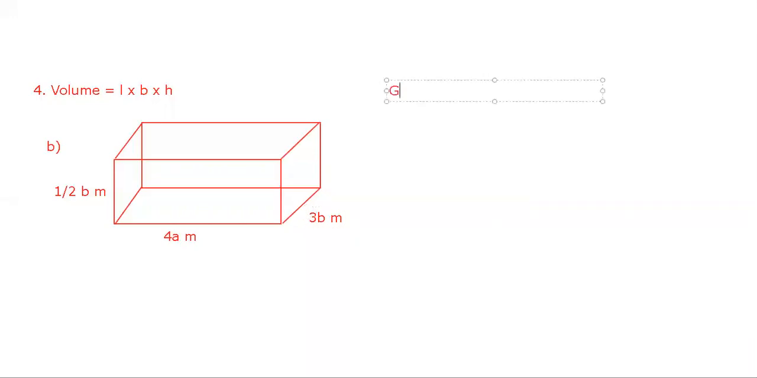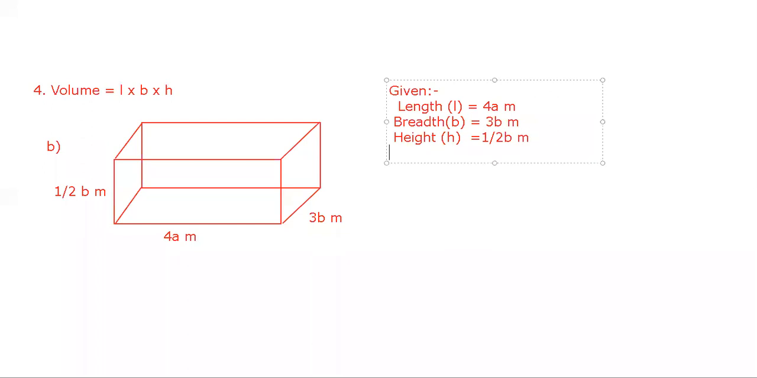Now given: length L is equal to this, 4a meter, breadth B is equal to this, 3b meter, and height is equal to this, 1/2 b meter. Now volume V is equal to what?